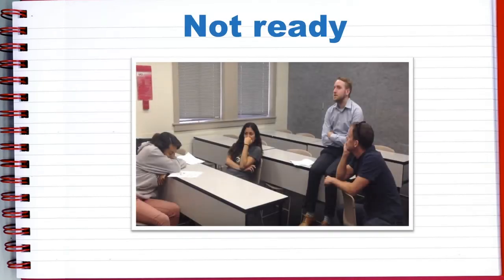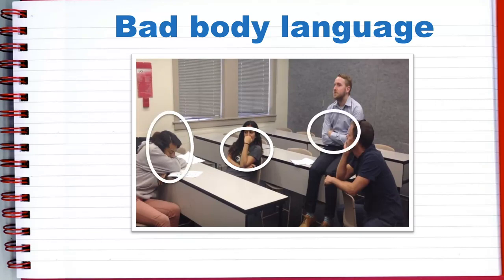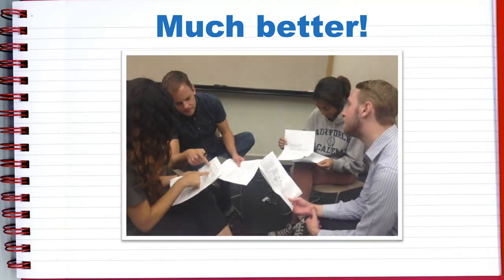This group isn't ready. There's a student in the middle with her back to another student, and there's a student who's sitting on a desk. You can also see that no one has come to this conversation with an open mind or the idea of cooperation. There are a lot of crossed arms here. Try to be aware of your body language. This is much better. This group's ready to talk.